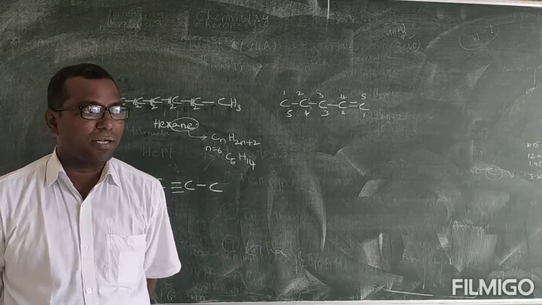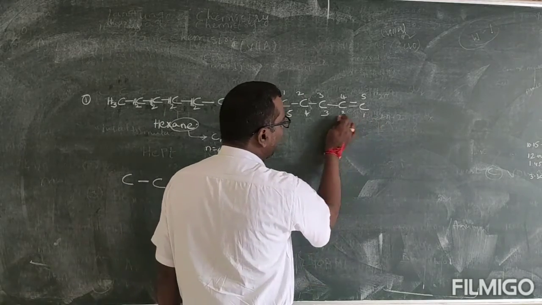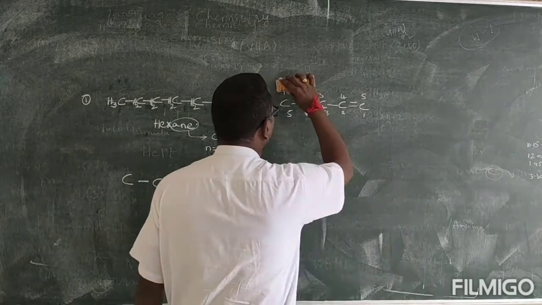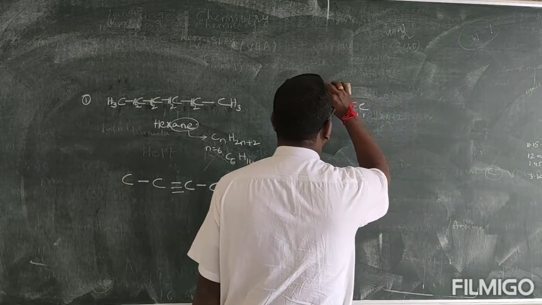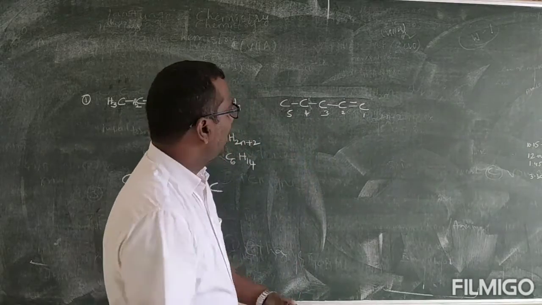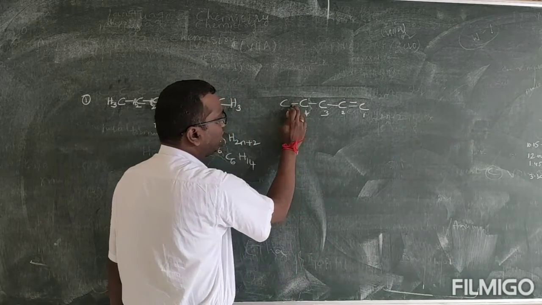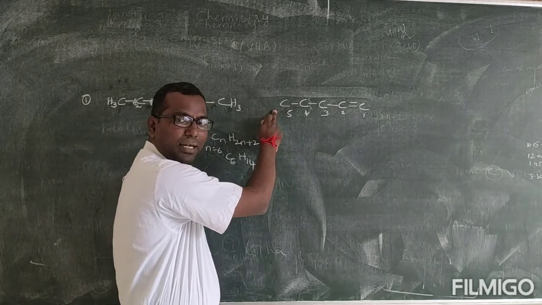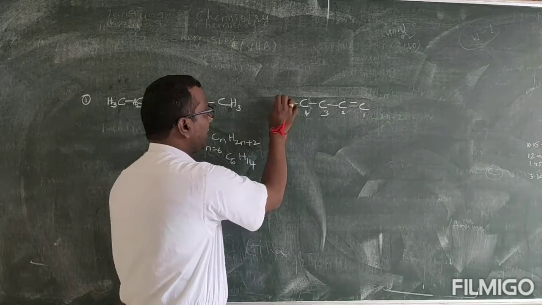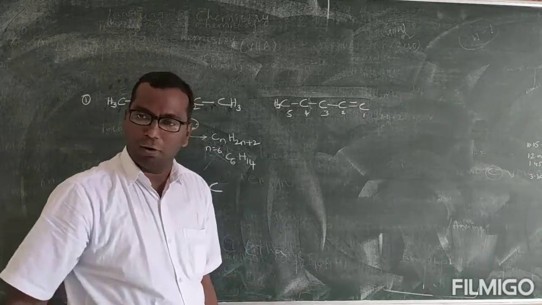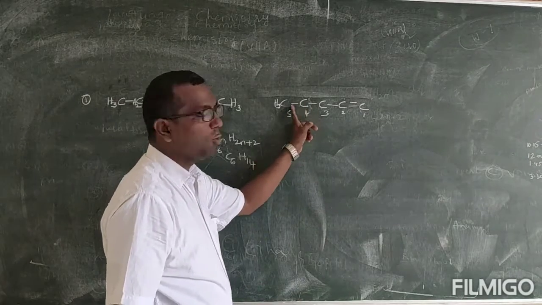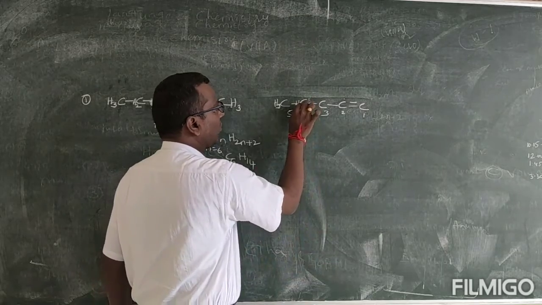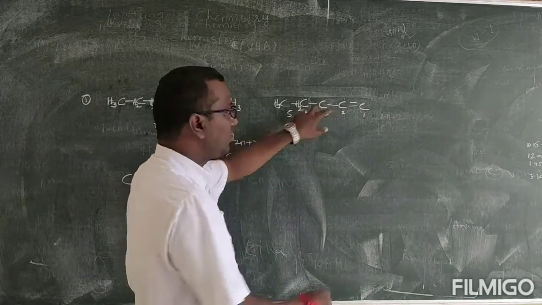Then the naming is correct. Now this is the correct one: 1, 2, 3, 4, 5. Now you see here one bond is already completed. So still how many hydrogens are required? 3. Why? Carbon valence is 4. So here already 2 bonds are there. Still how many is left? 2. Here 2.